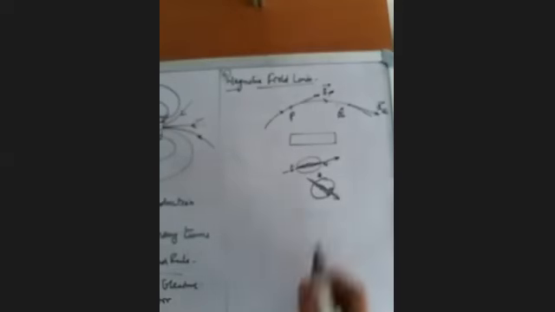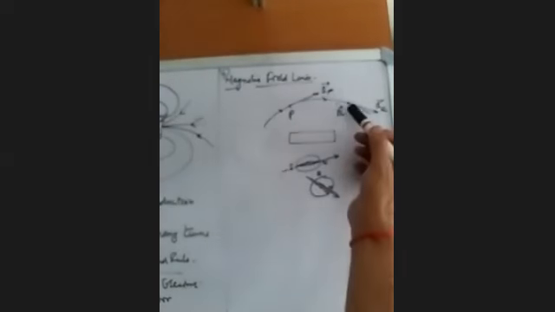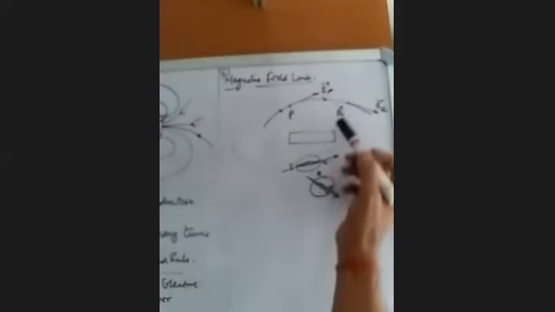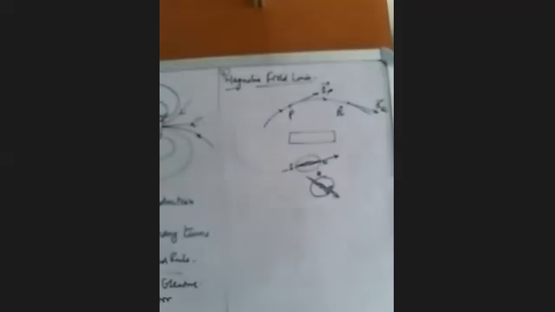So by placing a compass at that point and checking in which direction the north pole is pointing, you can find out the direction of magnetic field at that point. Okay, and also, if you know the magnetic field line on which that point exists, then draw a tangent at that point and you will find out the direction of magnetic field.